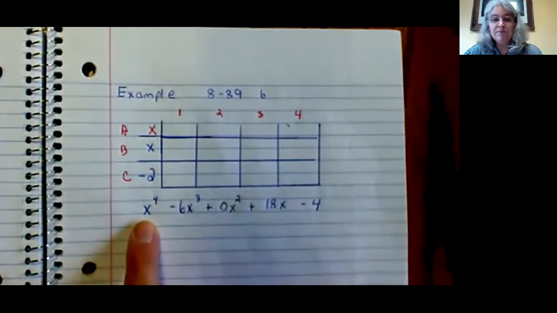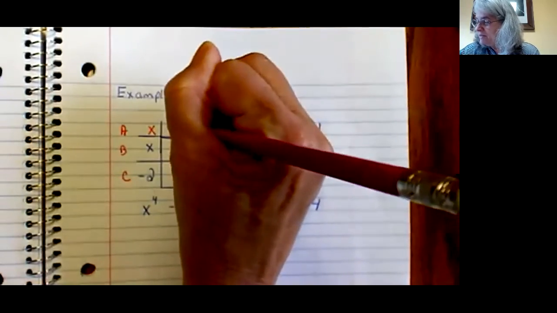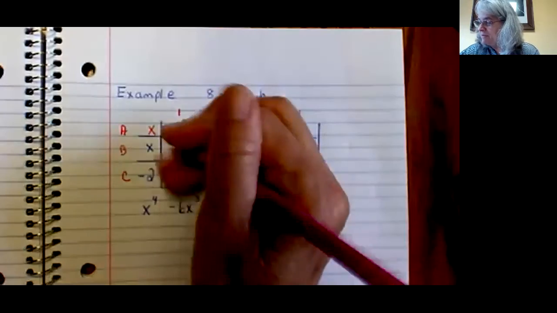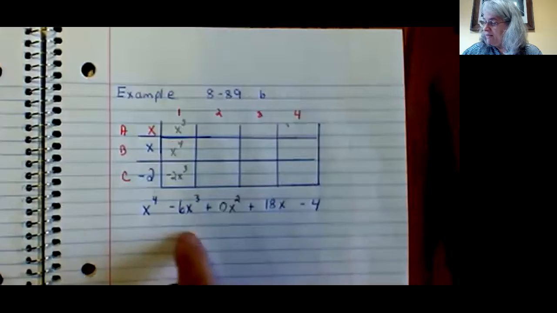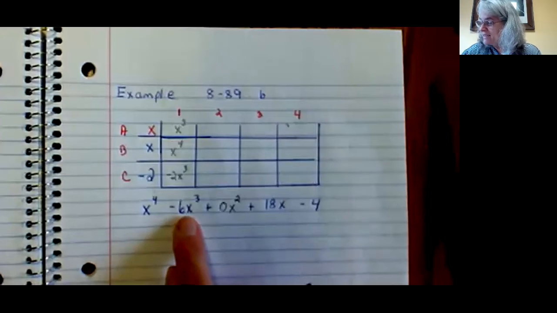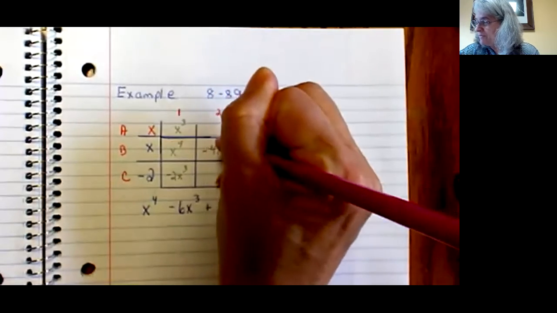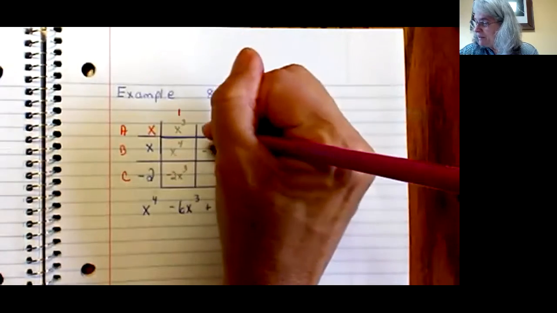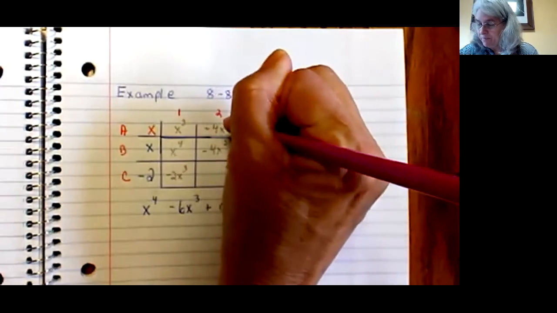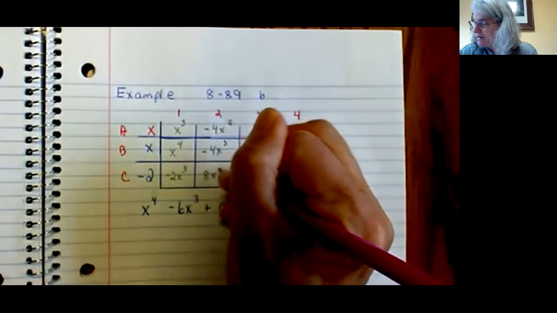Well, we know we have to have 1x to the fourth, put that here. X times x cubed is going to be x to the fourth. X cubed times minus 2 is minus 2x cubed. All right, we know we have to have a total of minus 6x cubes. We have minus 2x cubes. So we got to make sure we have 4 more. So we know to multiply x by minus 4x squared. And minus 4x squared times minus 2 is 8x squared.